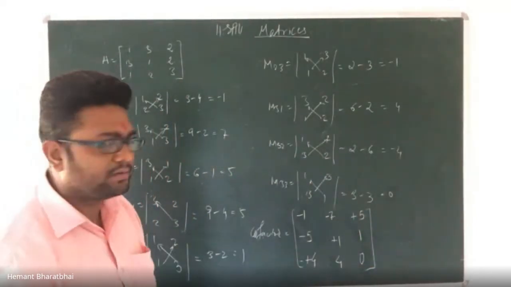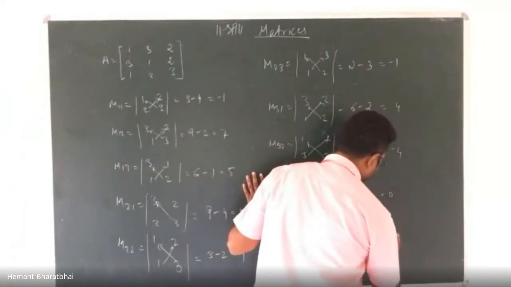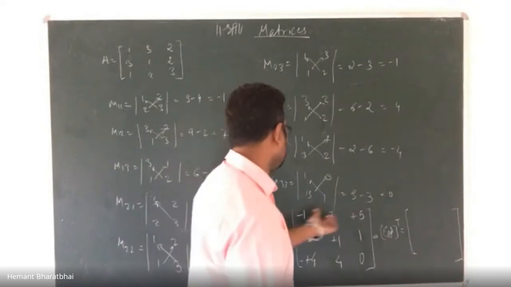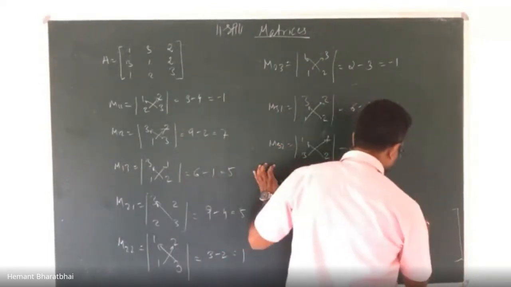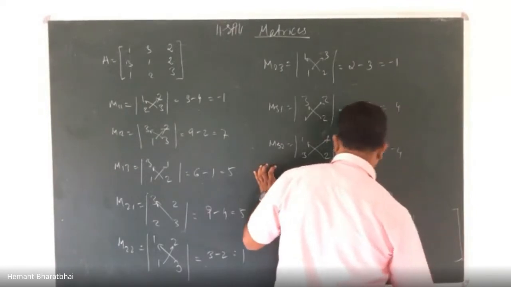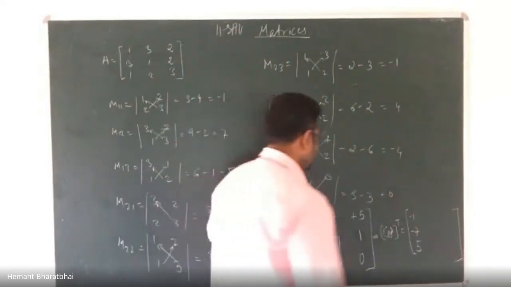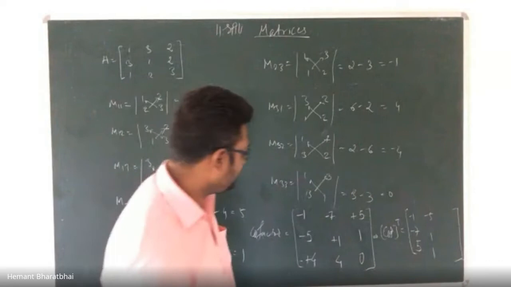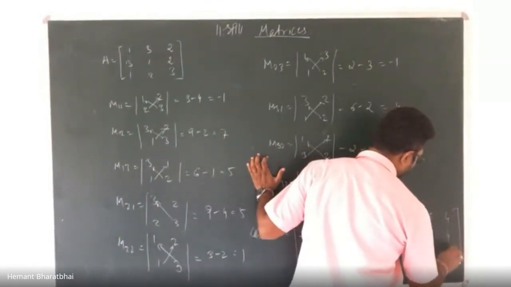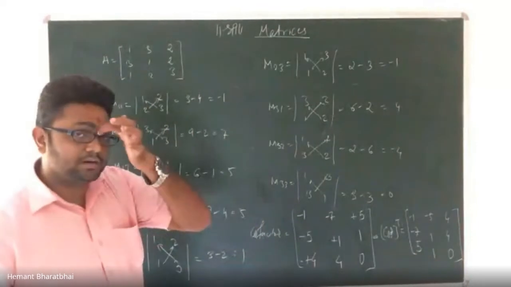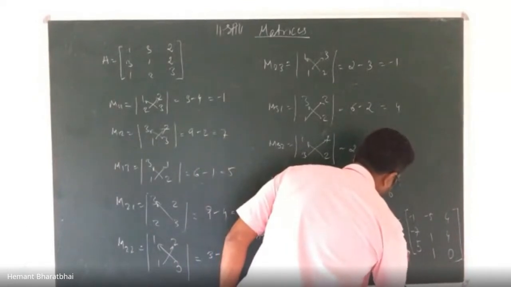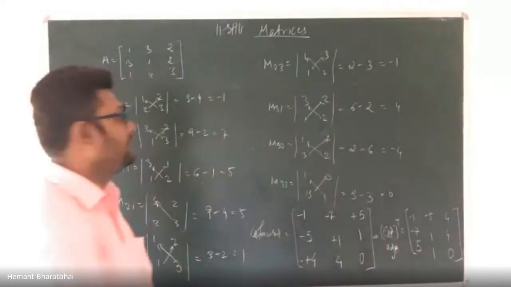Now you just have to find out transpose of cofactor matrix. So rows will become columns and columns will become rows. So minus 1 minus 7 5 is a row, so this will become a column. Minus 5 1 1 is a row, so this will become a column. Then 4 4 4 is a row, so this will become a column. So I have got transpose of cofactor matrix, which is nothing but what we call adjoint. So we have got adjoint of A.